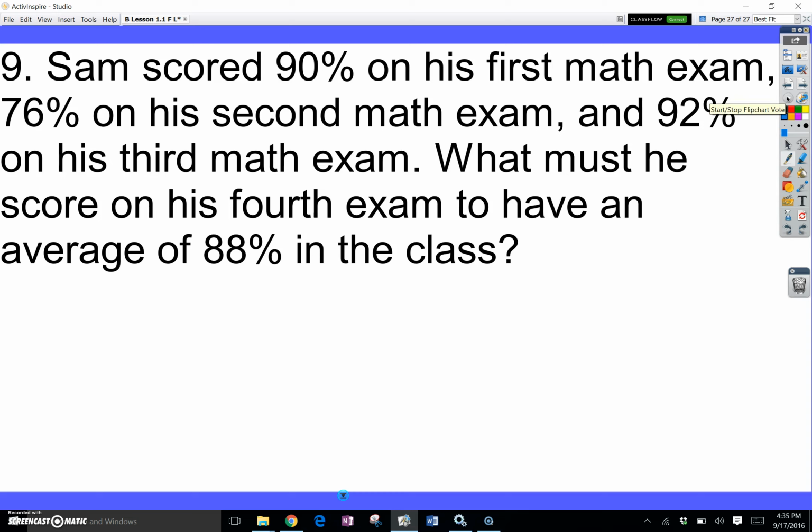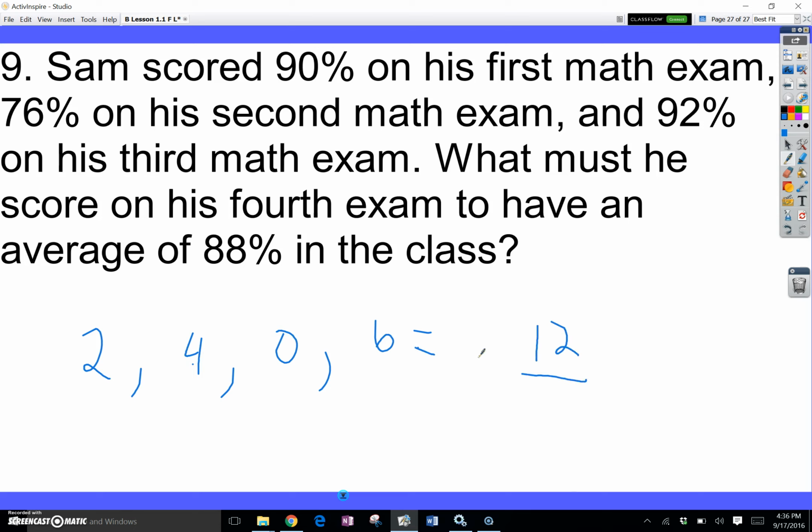So for instance, if we're talking about goals by a soccer team, the first game they scored 2, the second game they scored 4, the next game they scored 0, and the next game they scored 6. And I said, what is the average amount of goals they scored? What you would do is add up all the scores. So it would be 2 plus 4 is 6, plus 0 is 6, plus 6 is 12.